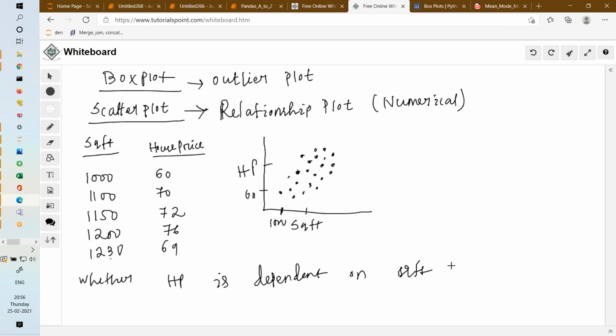If I increase my square feet, my house price will increase. Will it increase or decrease, or something will happen, or house price is independent of square feet? Let's say doesn't matter whatever is the square feet, the house price is not at all depending on square feet. So that kind of question to answer, I will do a scatter plot. Scatter plot is nothing but all the points you will just represent in a two-dimensional space, just one point.